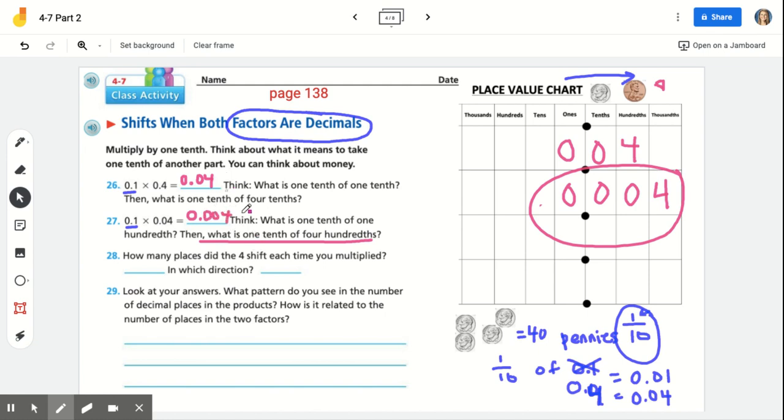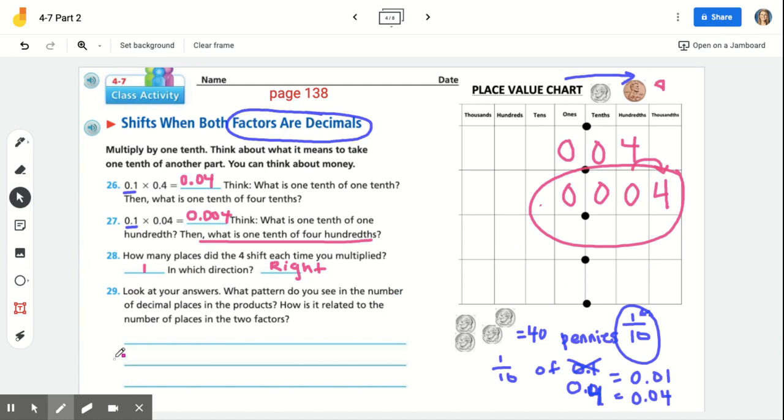Do you have these two answers nice and clear? Number 28 says, how many places did the 4 shift each time you multiplied? And in which direction? So think about it. We just did this one. How many times did the 4 move for this one? And for the last one we completed? 1 time. And in which direction? Right or left? Right. Our values are getting smaller. Digits are shifting to the right.